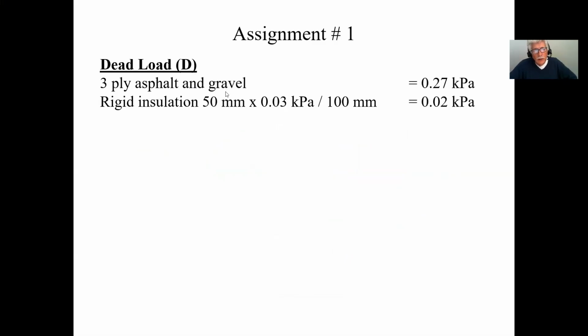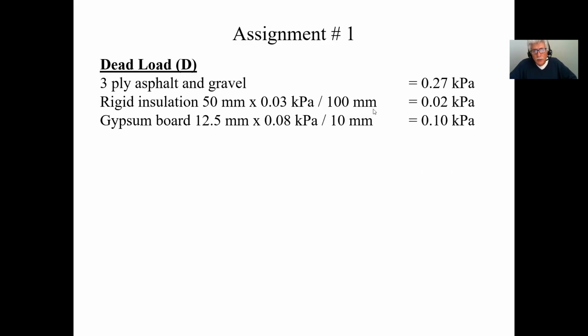Then going further down, I had 50 millimeters of rigid insulation. The table I provided gives you a value per 100 millimeters of insulation, so I would take only half that value. As far as the gypsum board goes, the same thing. The table provides you with a value for 10 millimeters, and therefore I prorated this to 12.5, and that gives me the weight of gypsum board.